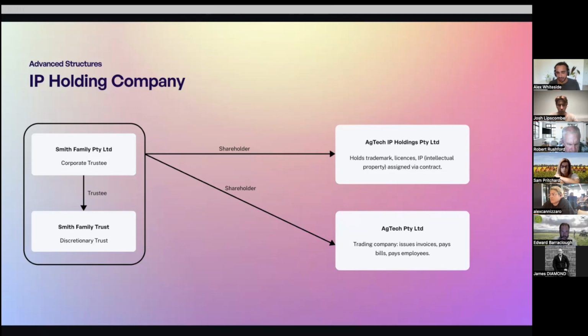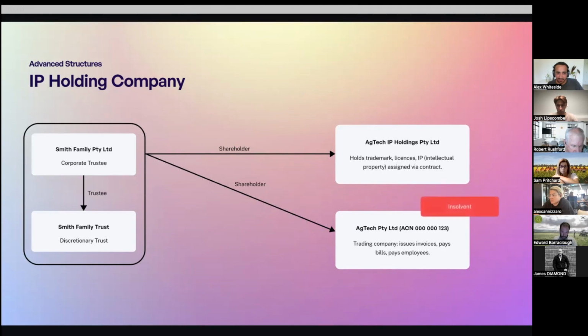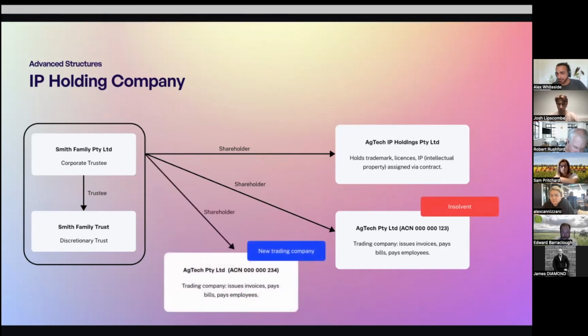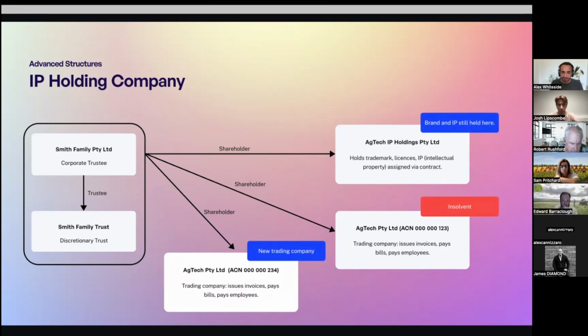And AgTech Pty Ltd is still the trading company, so it's issuing invoices, paying bills, paying employees, etc. But in this example, if say AgTech Pty Ltd is to go insolvent, so it couldn't afford to pay its bills, and it's been deemed that this company can no longer trade, they could just set up a new trading company called AgTech Pty Ltd. And the brand and IP is still sitting there, so as part of that insolvency, they can't claim that trademark and that word AgTech, for instance, in this example, is being sold off to someone else. All that's being sold off in that insolvency is the trading company itself.